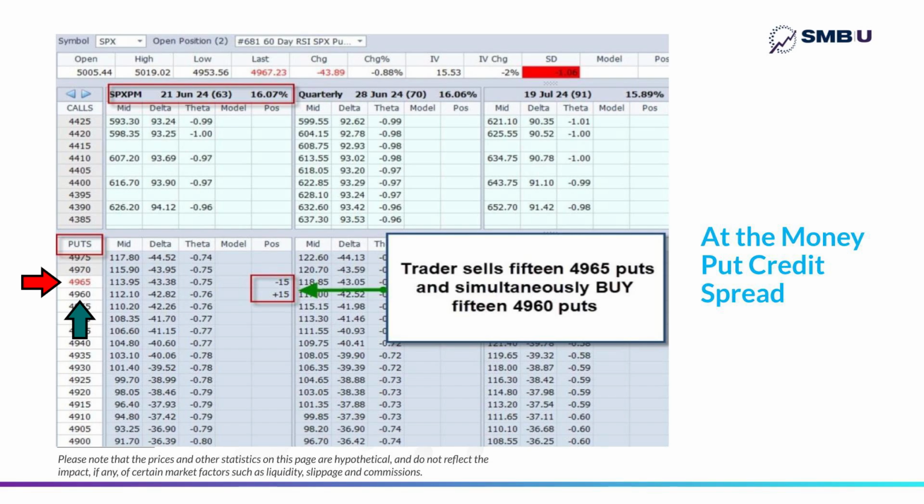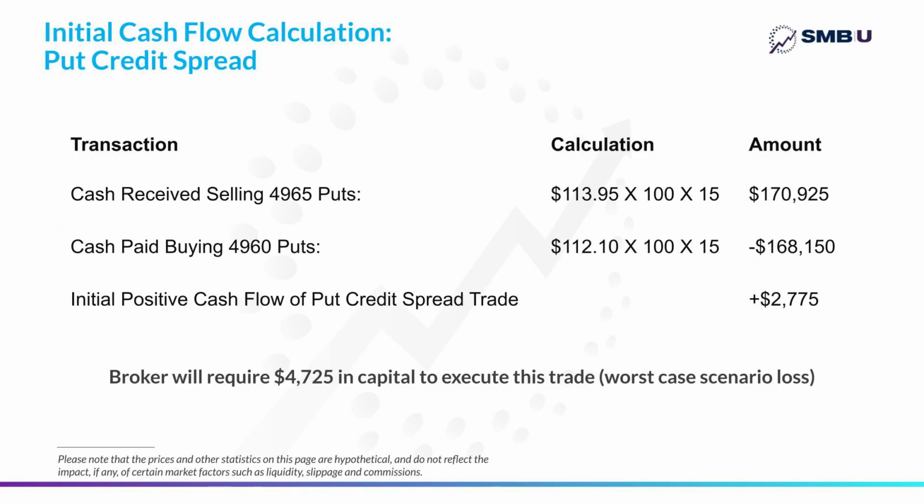And so at the close that day, we'll again enter into an at-the-money put credit spread expiring about 60 days later on June 21st, where we sell the 49.65 puts right about exactly where the index closed, and we buy, again, 5 points lower, the 49.60 puts. And that results in positive cash flow this time of $2,775, and your broker will require $4,725 in capital for this trade, which you can now easily do as your account balance is now over $7,000.